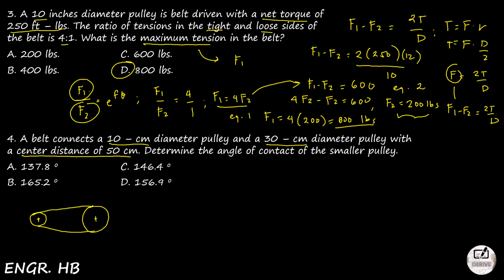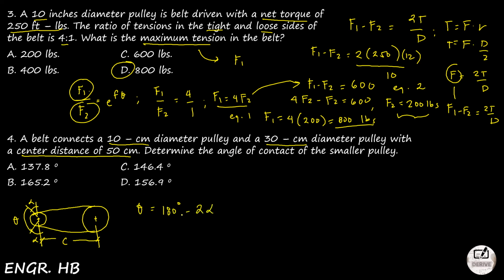So that was the belt. So medyo makatotohanan yung drawing ko, no? Kasi may sag eh. So may lundo. So this is your center distance. And of course, this is your angle of contact of the smaller pulley. So ito yung alpha mo, ito yung alpha mo. So this is your angle of contact, which is 180 degrees minus 2 alpha.